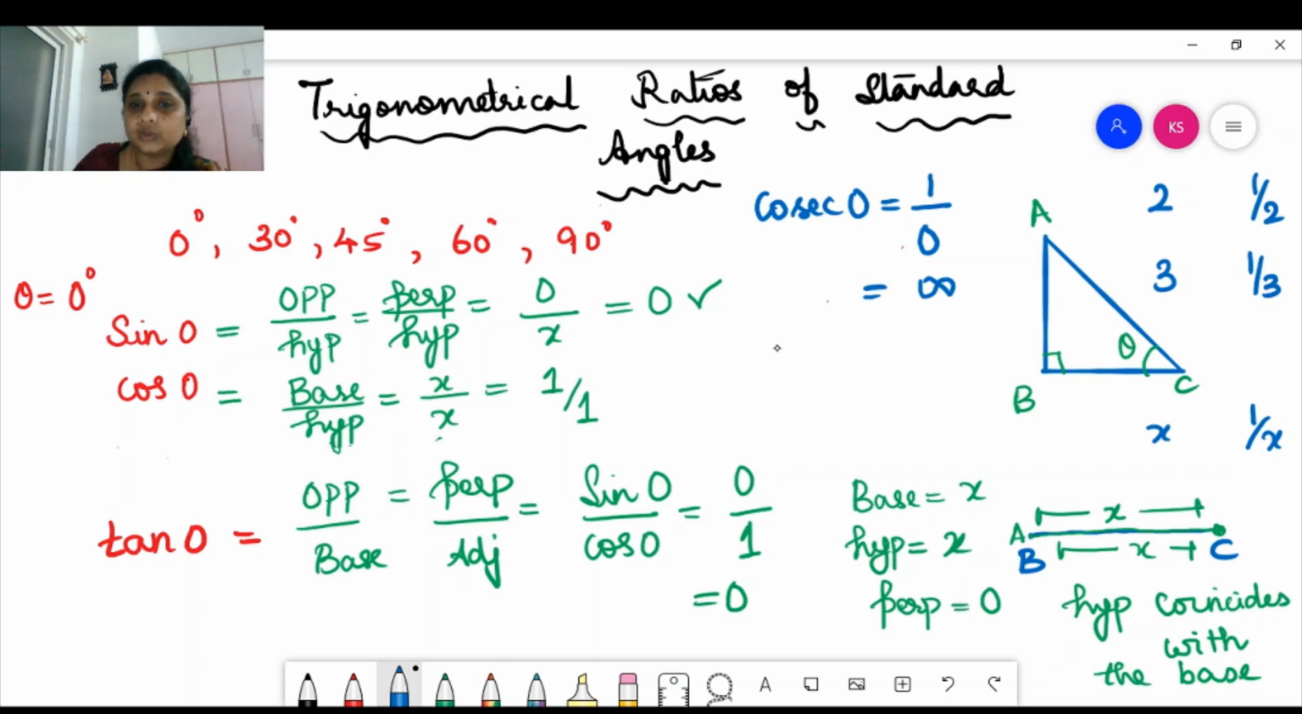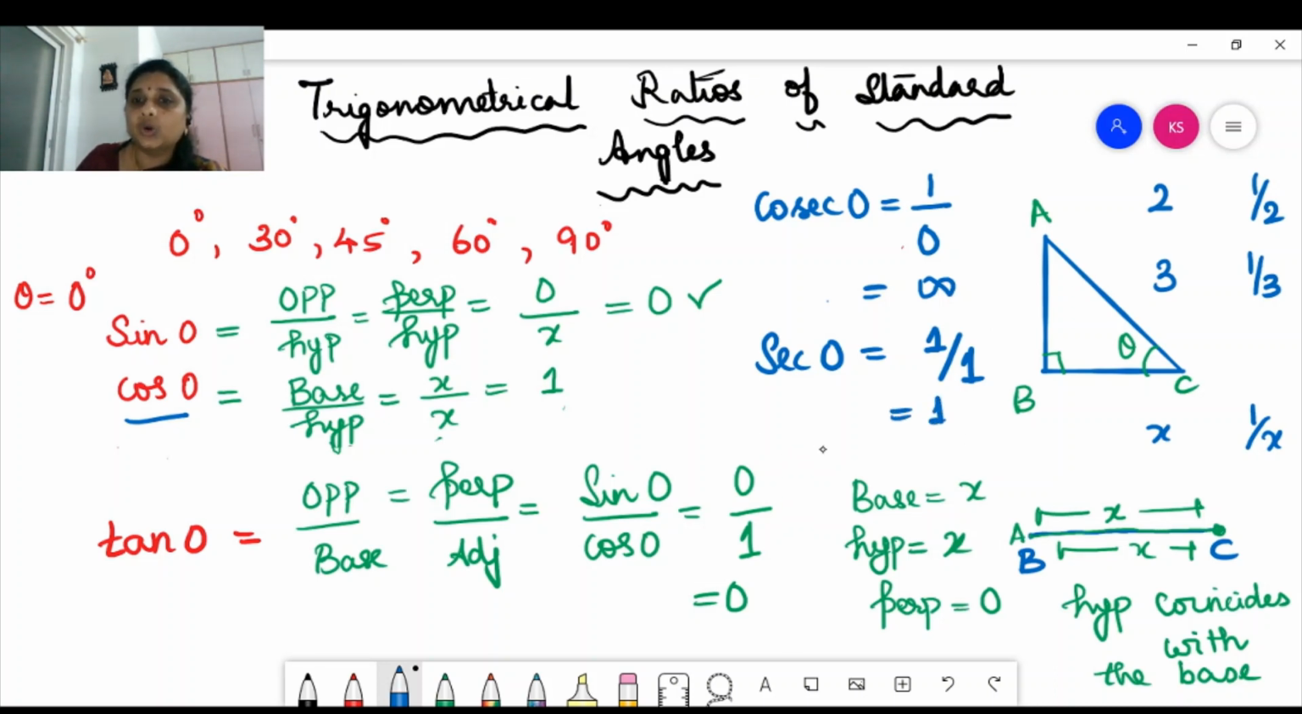Now the next one is secant 0. Secant 0 is the reciprocal of cos 0, meaning cos 0 is 1, correct? And secant 0 is 1 over 1. The reciprocal of 1, that's going to give you 1 again.